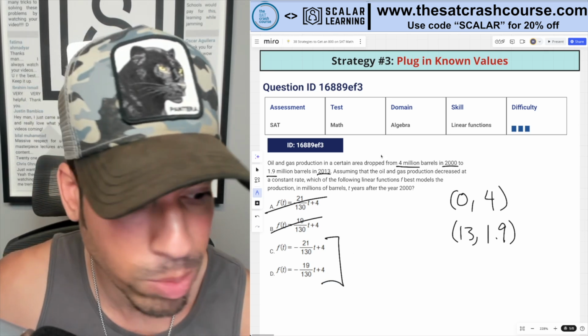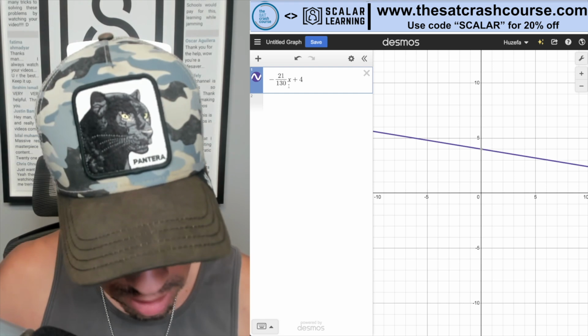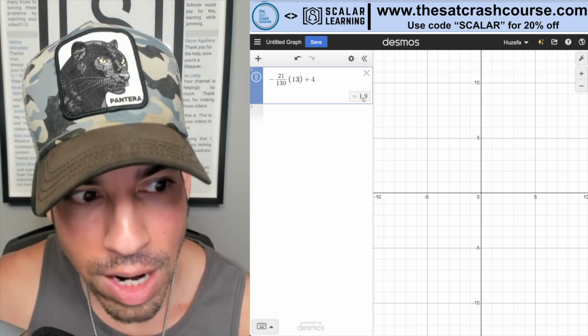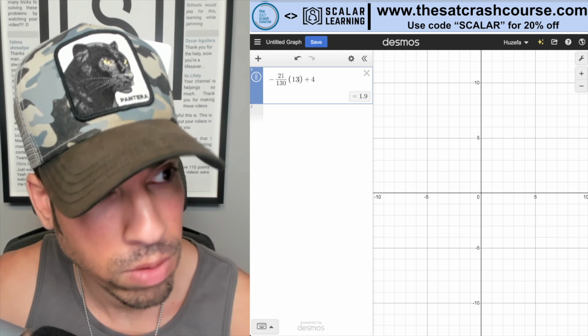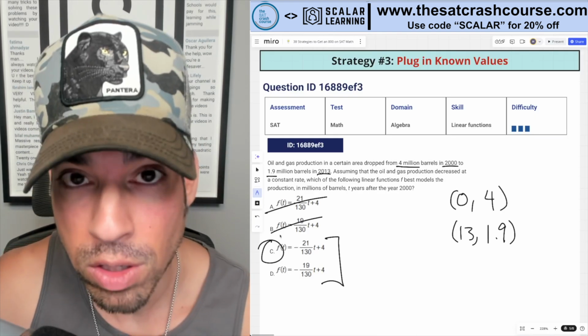Let's check it out in Desmos. So here's option C, and let's plug in 13 right here. Check it out. We get the value of 1.9 that we should have gotten for the correct answer, which means C is the winner. Done.